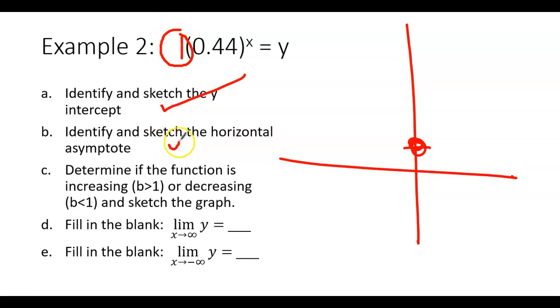Well, once again, the horizontal asymptote is always going to be y equals 0, and therefore it's always going to be the x-axis. So we're just going to draw a line there.